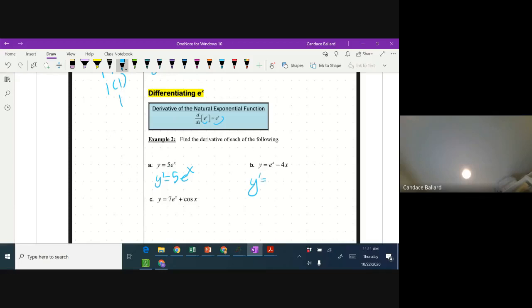Let's take the derivative of this next one. Derivative of e to the x is e to the x. Derivative of negative 4x would just be negative 4. And do you see how I'm not writing down all the little steps? I expect you at this point have got those polynomial derivatives. We've been doing them for a couple days. I hope you have them. They weren't that difficult.